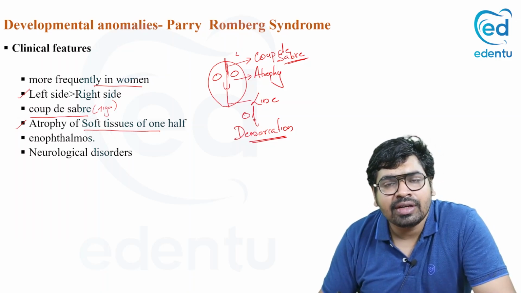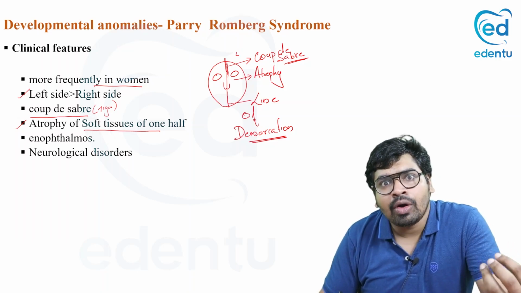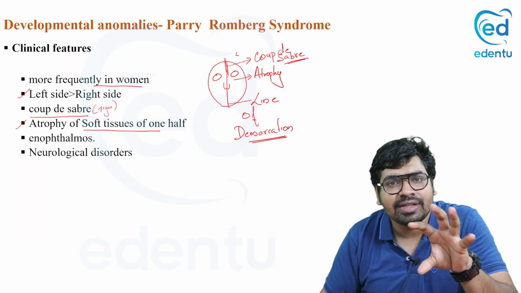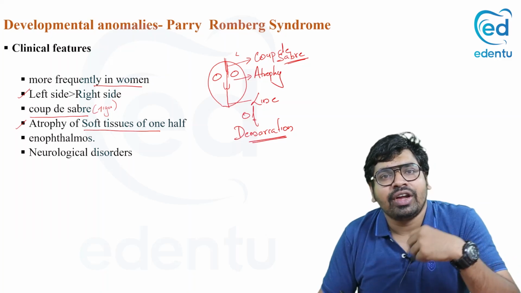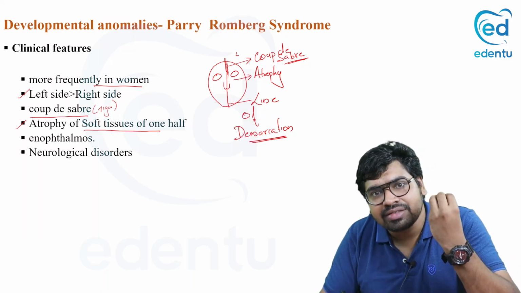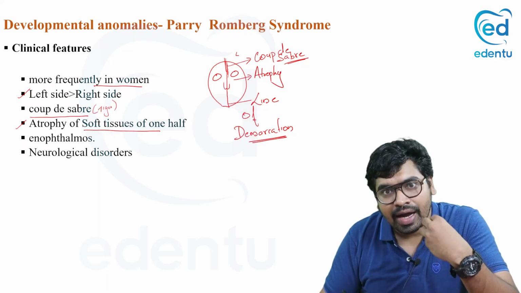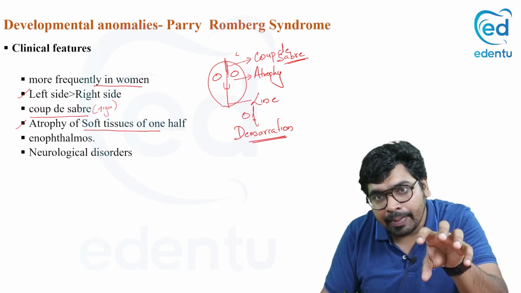And what happens when the fat is atrophied in your eye? Eyeball goes inside. Okay, the eyeball is placed in correct position by the muscles as well as the orbital fat, periorbital fat. If that is getting atrophied, the eyeball will go inside. That condition is called enophthalmos. Enophthalmos, eye going inside. What about exophthalmos? Exophthalmos means eye coming outside.